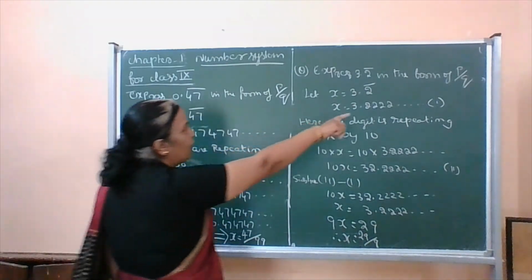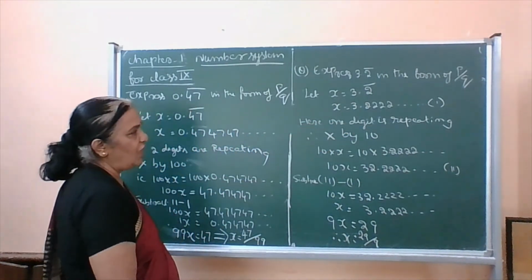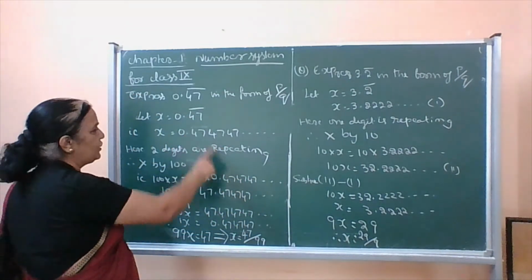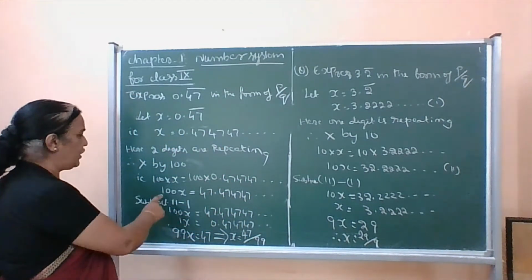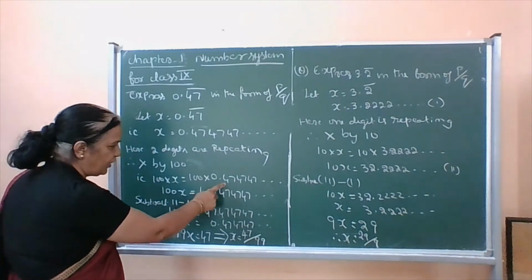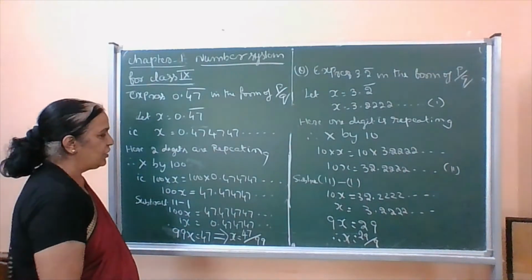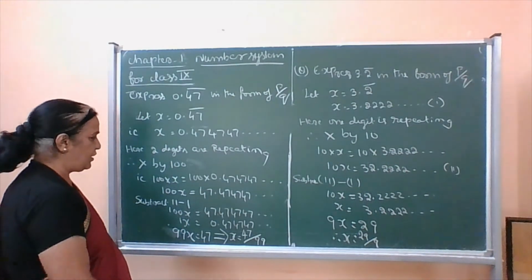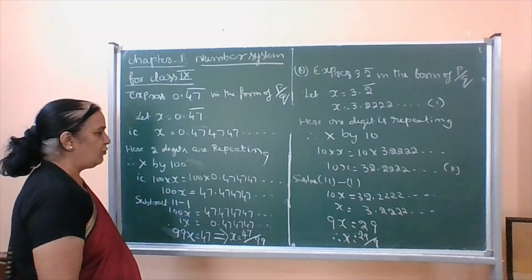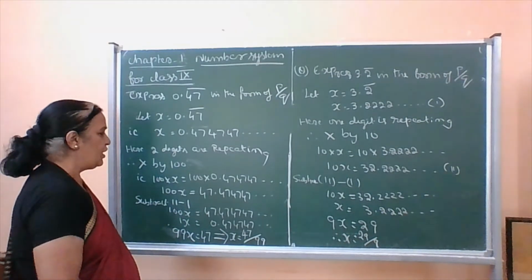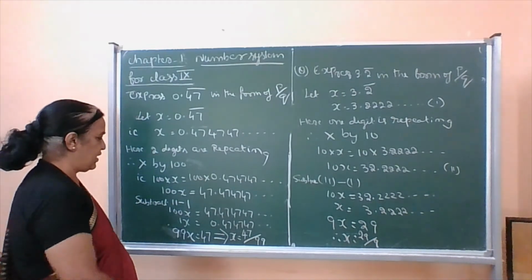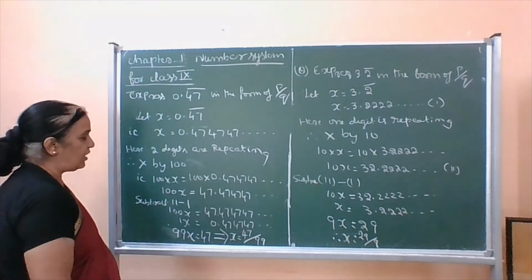Here, the one digit was repeating. Therefore, you multiply by 10. Here, two digits were repeating. Therefore, you have to multiply by 100. When you multiply by 100, two digits will shift towards the left side. Therefore, 100x is equal to 47.474747, and when you subtract, you will get 47. Here it is left hand side 99.